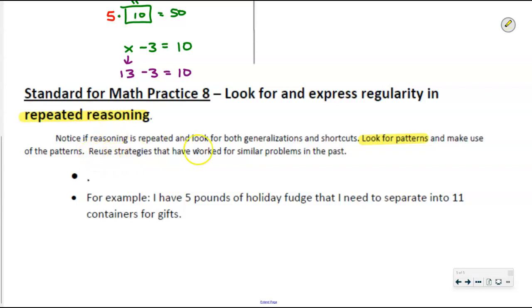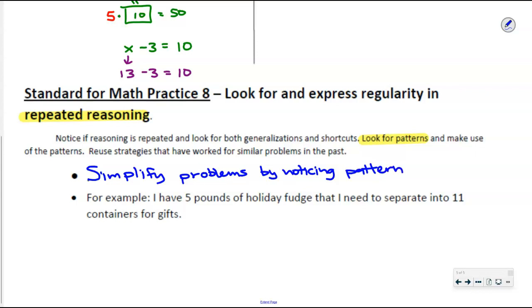Math Practice 8 is also reusing strategies that have worked for similar problems in the past. And so I think this math practice is all about simplifying problems by noticing patterns. Simplify. For example, I have 5 pounds of holiday fudge that I need to separate into 11 containers for gifts.